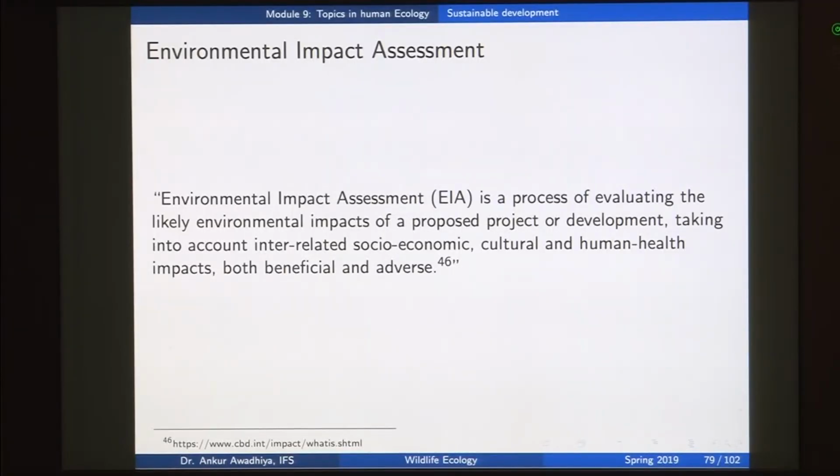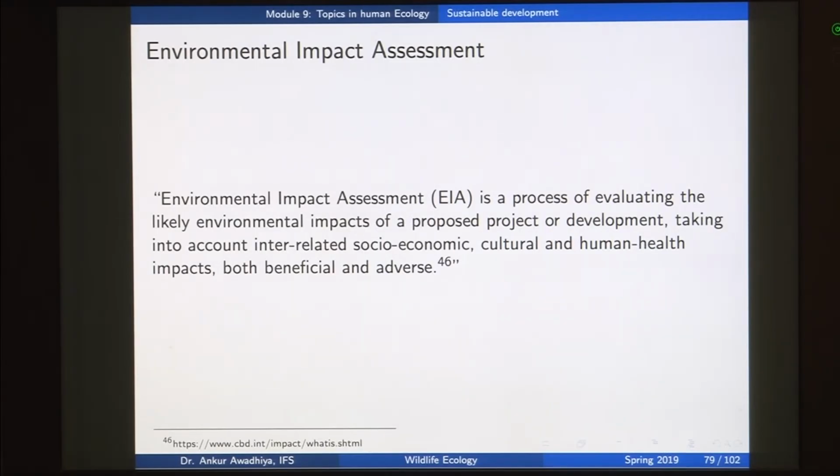Environmental impact assessment, or EIA, is a process of evaluating the likely environmental impacts of a proposed project or development. Whenever a project has been proposed, such as the making of a dam, how much area of forest will we lose, how much of the habitats of different organisms will we lose, how much will be the amount of water logging in that area? All these things have to be assessed before we give a go ahead to that particular project or development, and it takes into account the interrelated socio-economic, cultural and human health impacts, both beneficial and adverse. So, you need to make a cost benefit analysis.